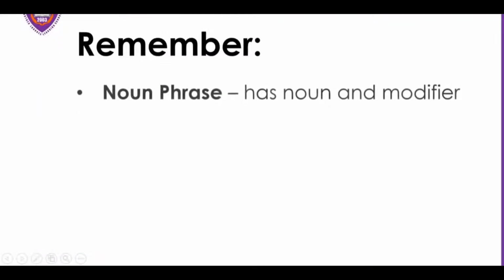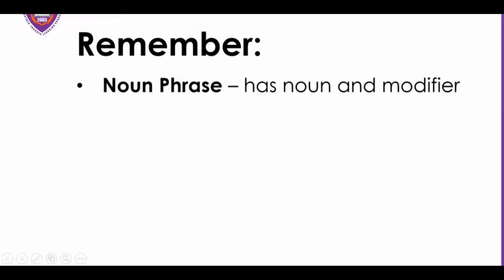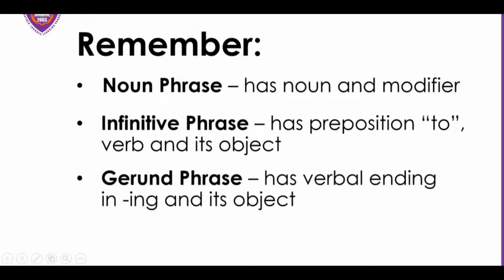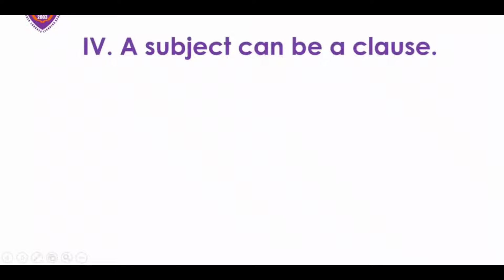Remember, noun phrase has noun and modifier. Infinitive phrase has preposition to, verb, and its object. Gerund phrase has verbal ending in ing and its object. We are done with noun, pronoun, and phrase. Now, let's study clause. A subject can be a clause.